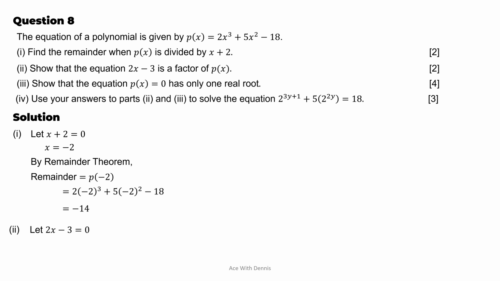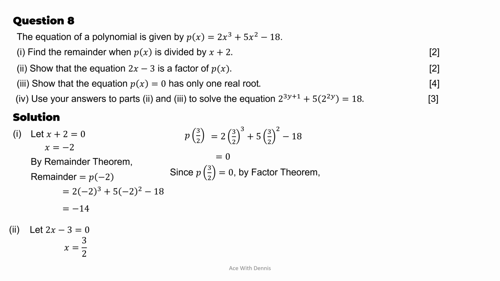For part 2, we let 2x minus 3 equal to 0, hence x is 3 over 2. So now we substitute x equals 3 over 2 into p(x). We get p(3/2) equals 2 times 3 over 2 cubed plus 5 times 3 over 2 squared minus 18. The value is 0. So since p(3/2) equals 0, by the factor theorem, 2x minus 3 is a factor of p(x), hence shown.